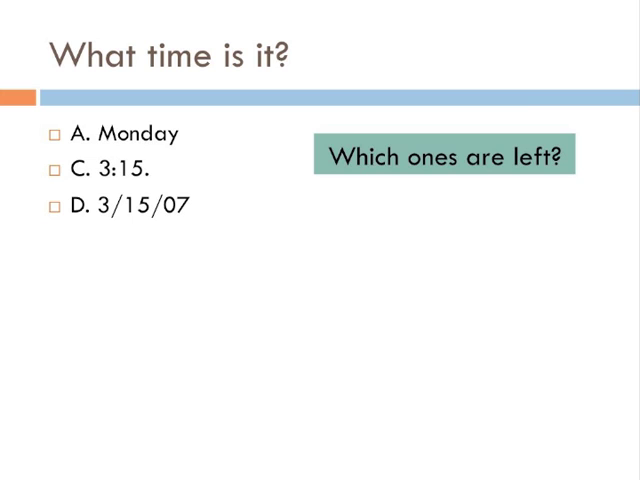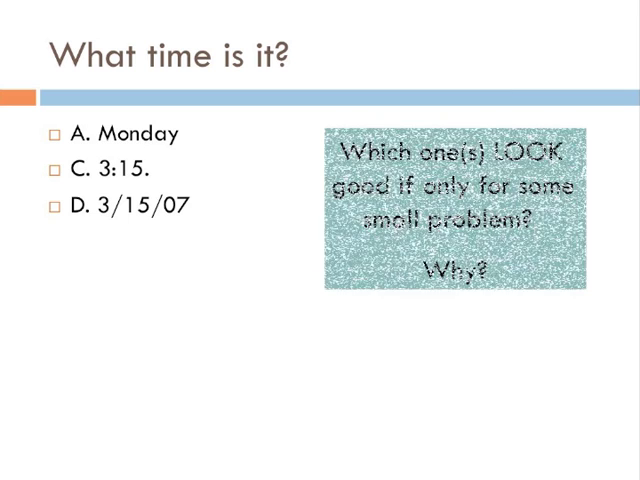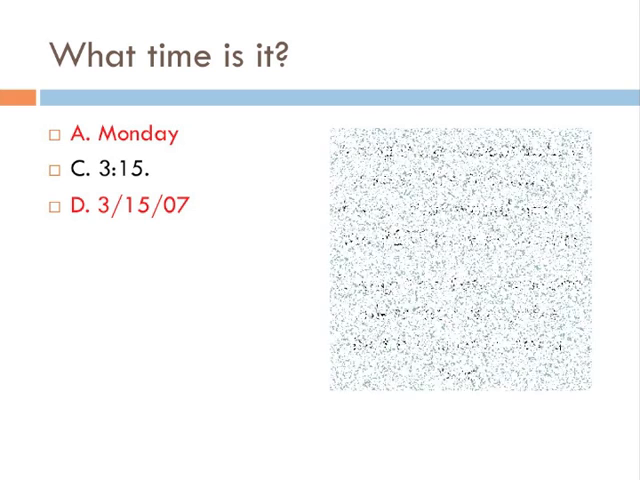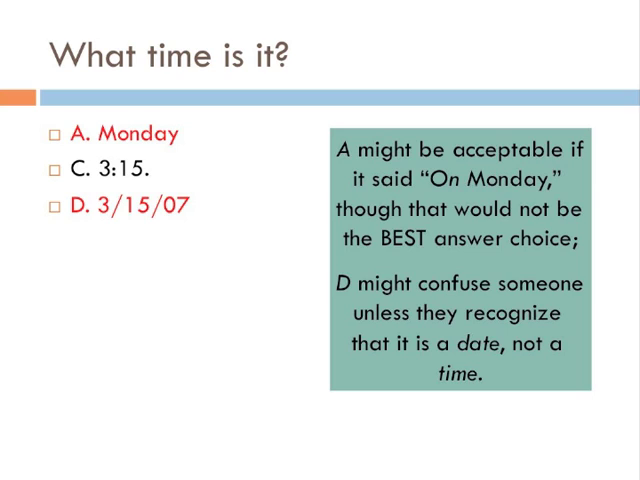Which ones do we have left? Well, again, you probably could easily eliminate choices, but again, I want you to notice just how the test might try to trick you. So in this case, which one or ones look good, if only for some small problem? Well, for example, let's start with A. Now, of course, we usually don't use dates or days of the week when it comes to time, but sometimes somebody might say, what time is it? And the first response they might say, well, it's on Monday. So in this case, A might be acceptable if somebody said on Monday, but that's probably not the best answer choice. So again, notice even for some small problem, it still might confuse.